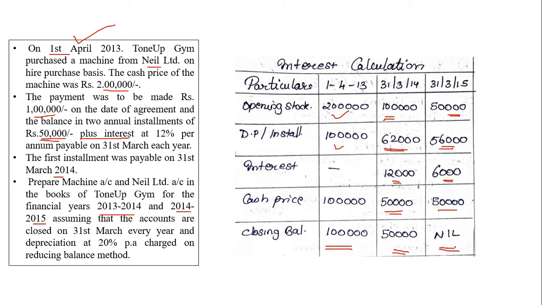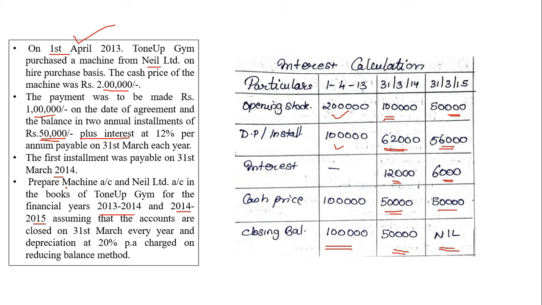So which are the two interests in this? One is 12,000 and the other one is 6,000. For the first year 12,000, second year 6,000. That is the very first thing that was supposed to be found. Now next they have asked you to prepare the actual account, that is the machinery account.